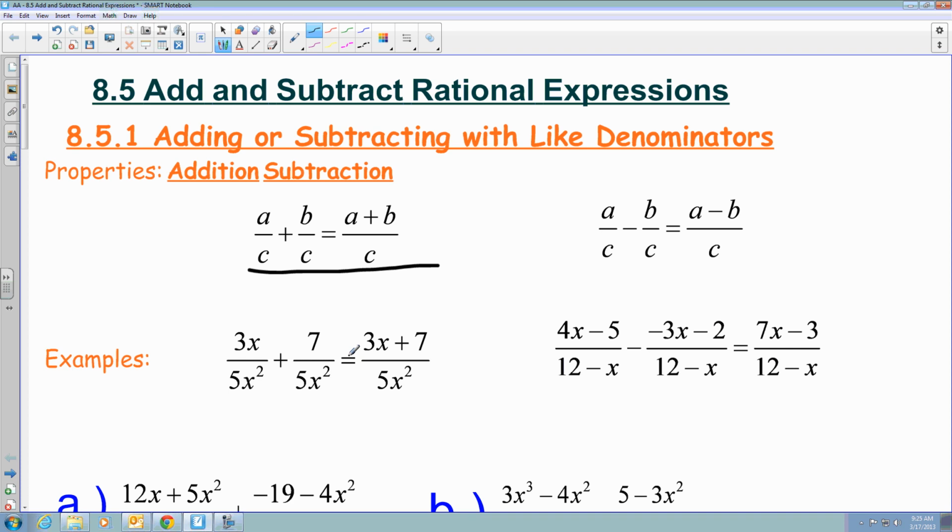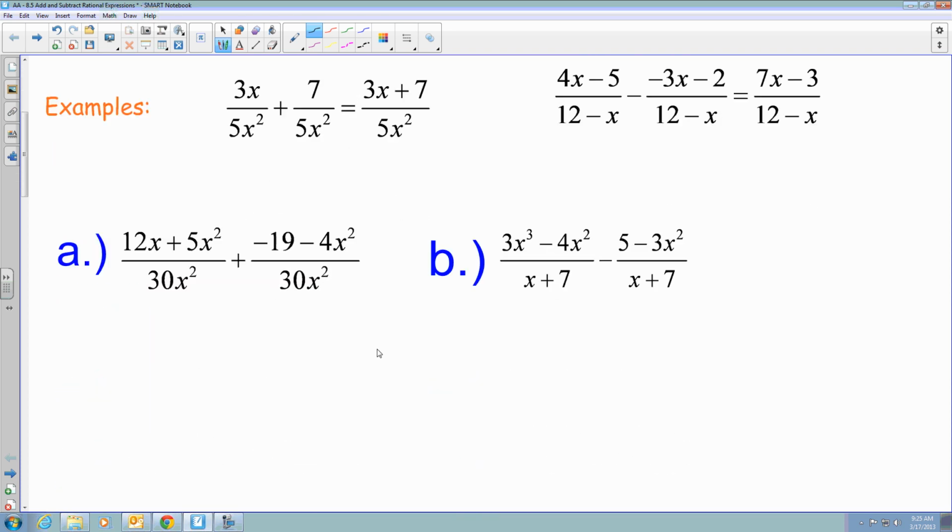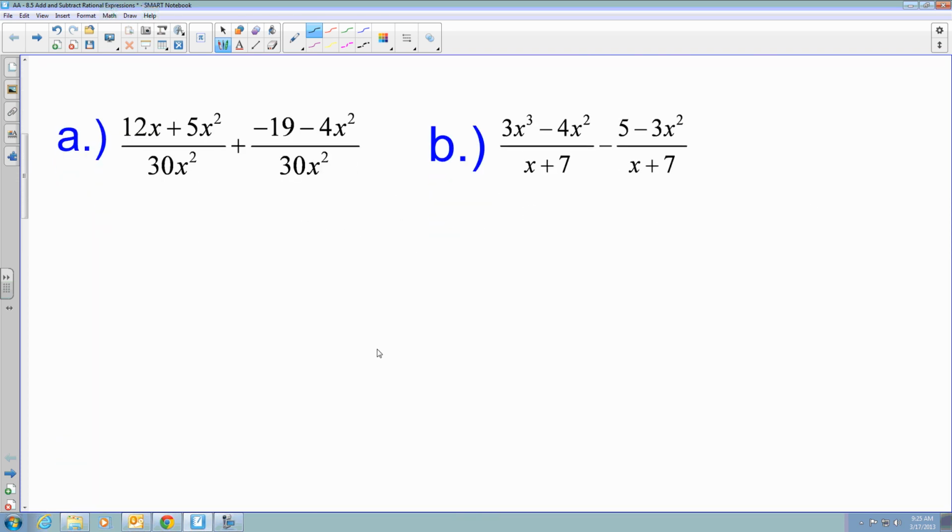You don't do anything with the denominator. You leave C alone, and all you do is add your numerator. Same thing you do with fractions. It's the same thing we're going to do today. So first off, let's take a look at being able to add and subtract rational expressions with common denominators like we have here for both A and B.